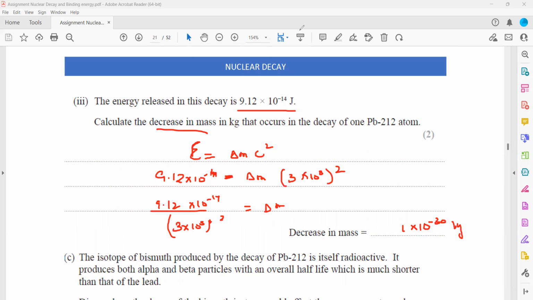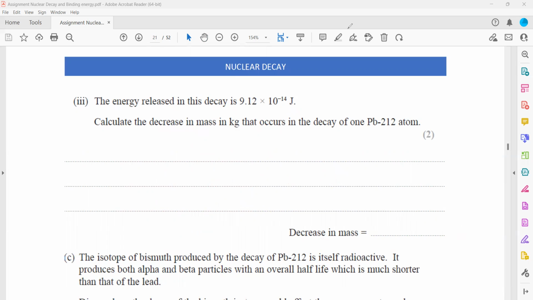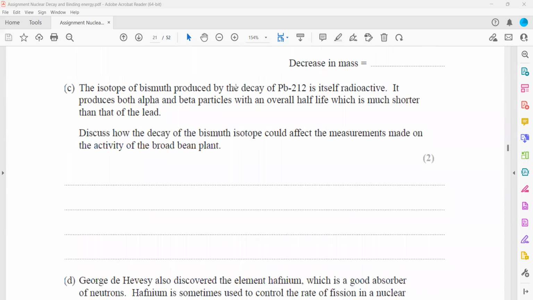The isotope of bismuth produced by the decay of the lead is itself radioactive. It produces both alpha and beta with an overall half-life which is much shorter than that of lead. Discuss how the decay of a bismuth isotope could affect the measurement made about the activity of a broad bean plant. So for example, lead turns into bismuth, and lead was emitting beta particles, but bismuth emits both alpha and beta particles, and has a short half-life. So how will the results be affected when we are measuring the activity?